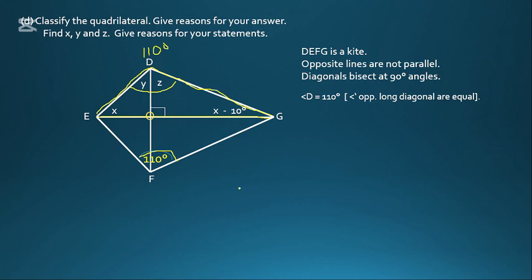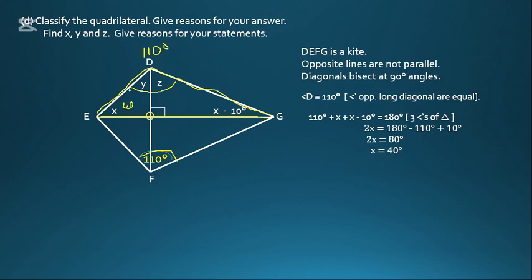Right, so my equation: 110 plus x plus x minus 10 degrees is equal to 180 degrees. Why? Three angles of a triangle. Add the x's: 2x is equal to 180 minus 110 plus 10 degrees, 2x equal to 80. So 1x is half of 80, and it is 40. Right, so x is equal to 40 degrees.